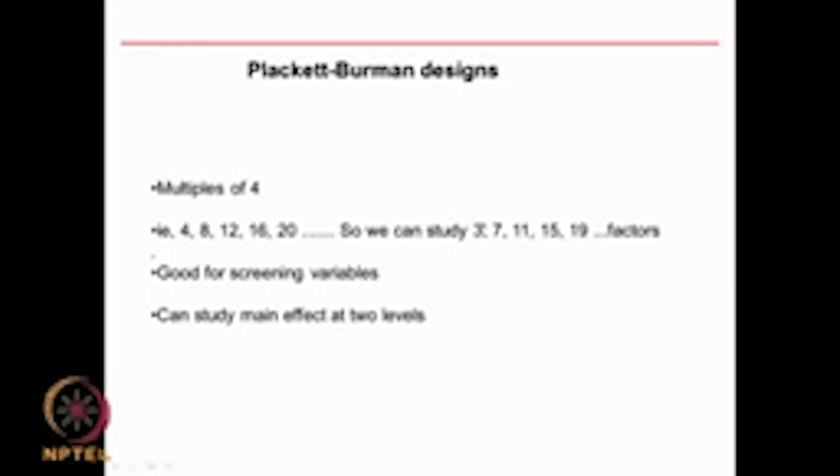So, 3 factors can be studied with only 4 experiments. It will give you the main effects. 7 factors can be studied with 8 experiments. It will give you the main effects. 11 factors can be studied with 12 experiments. So, it is extremely good. Quickly we can screen out factors, and ideally if you have say 3, 7, 11, 15, 19, all you have to do is 4 experiments, 8 experiments, 12 experiments, 16 experiments and 20 experiments. Okay. So, it is extremely good for screening variables, a large number of variables we can study. So, we will study the main effects at 2 levels, -1 and +1.